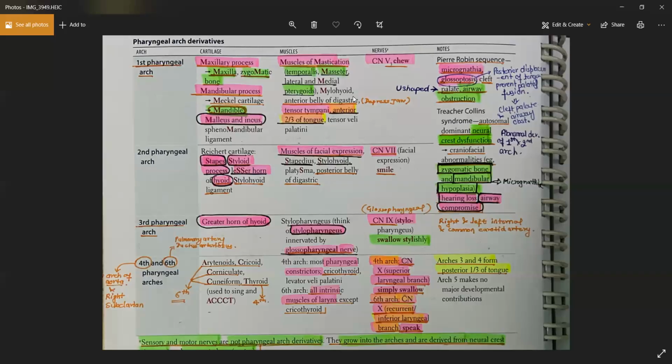Now, one disorder which is associated with this first pharyngeal arch defect is the Pierre Robin sequence. And please note, it is again a sequence. Now, what's happening in this sequence? First thing, you have micrognathia. That means a smaller jaw, because you know that this first arch is forming all the structures of your jaw, the mandible. So if any kind of defect happens in this arch, you will have a shorter or smaller jaw, and that is known as micrognathia. Now, due to this smaller jaw, you will have a posterior deviation of the tongue. Posterior and upward deviation of the tongue happens.